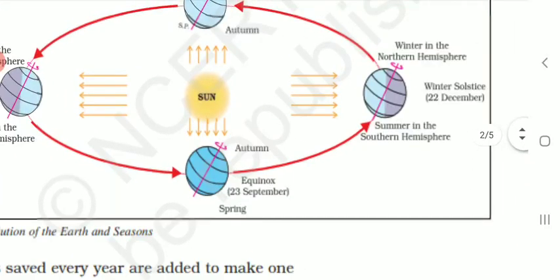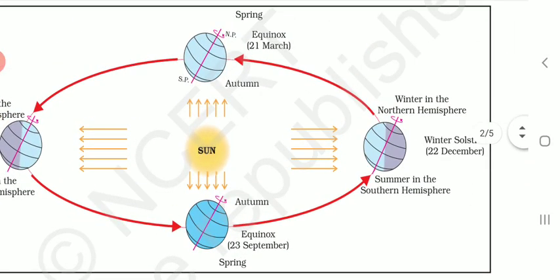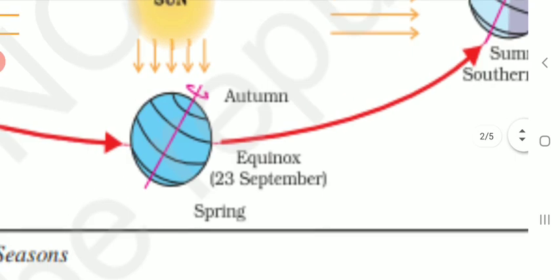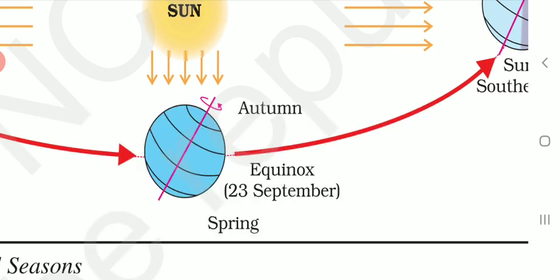Now you can see here there are two seasons again. As we have seen in the month of March, there was spring in the northern hemisphere, and in the southern hemisphere there was autumn. But in the month of September, the situation is just the reverse. In the month of September, there is autumn in the northern hemisphere and there is spring in the southern hemisphere.